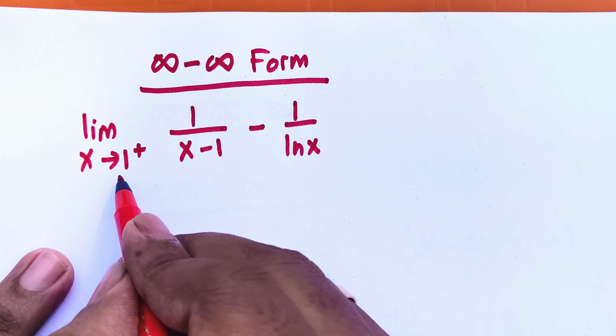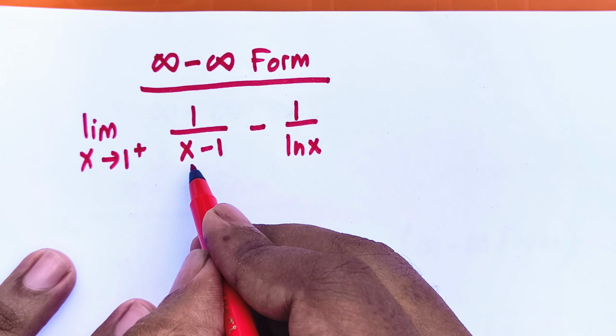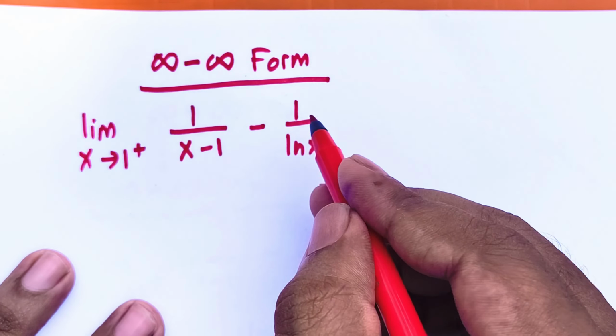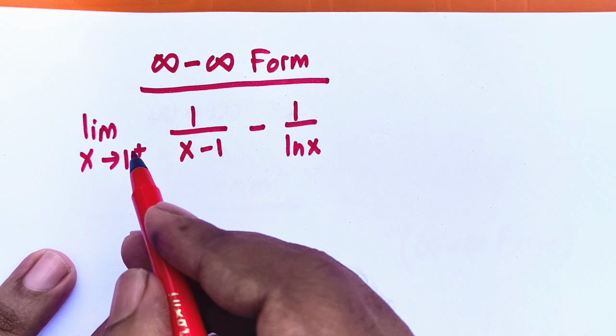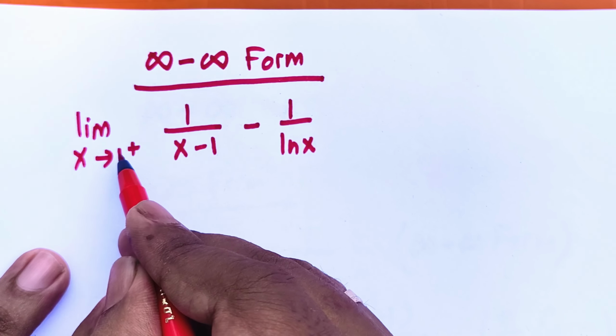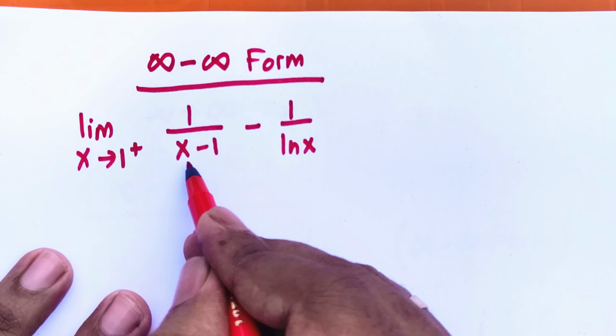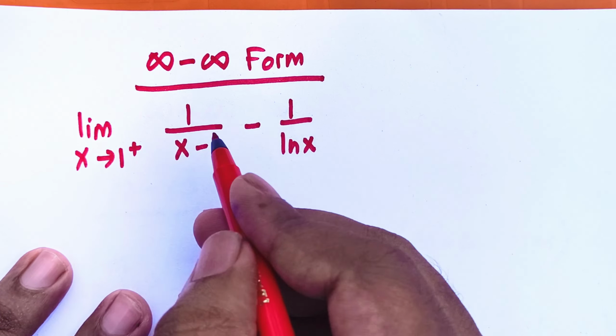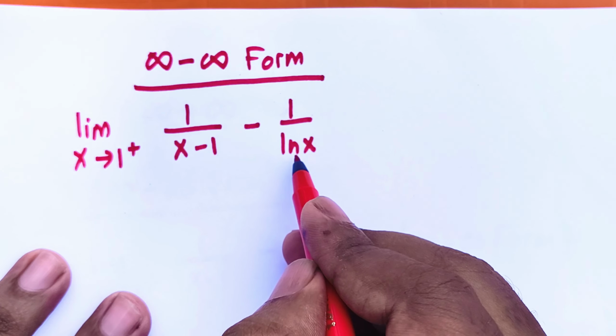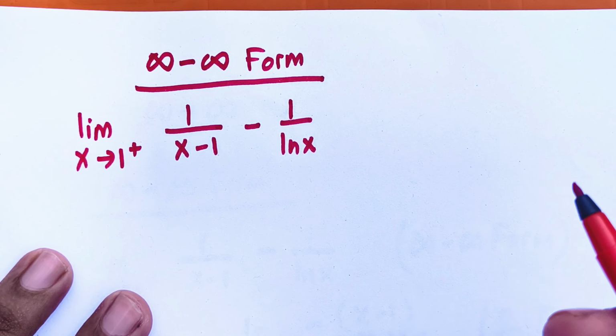First plug in the value of x as 1. You have 1 over 0, since 1 minus 1 is 0, and 1 over ln 1 which is 0. So 1 over 0 minus 1 over 0, also 0 from the positive side because x is approaching 1 from the positive side. So you have a bigger quantity than 1. So this approaches 0 from the positive side, and this also approaches 0 from the positive side.